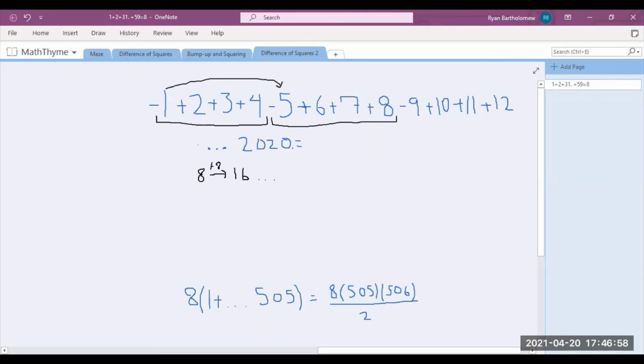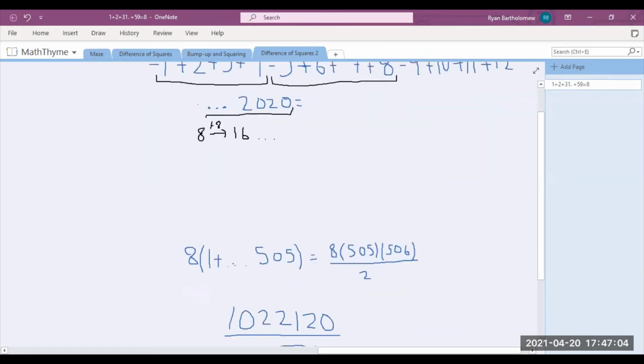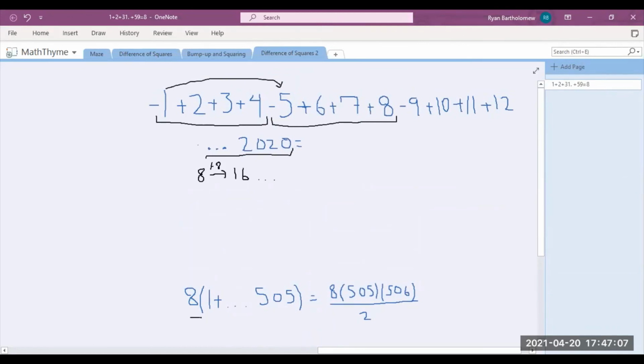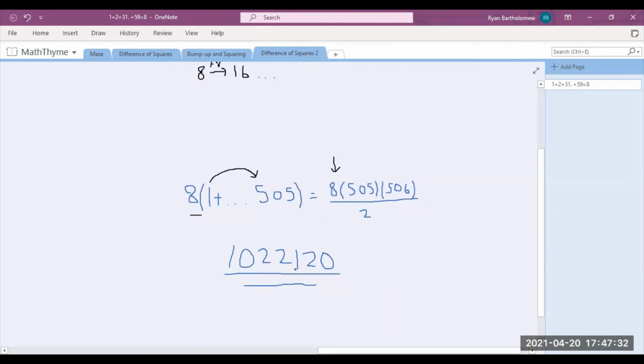Well, 2020 will be the last in the 505th term. And so there will be 505 sets of 4. And so we can simply write this as 8 times 1 plus all the way to 505, because these are just multiples of 8 505 times. And so to simplify the sum, we get 8 times 505 times 506, because that's our 1 plus 505, divided by 2, because that's our average. And that gets us our answer right here. We have 1,022,120.